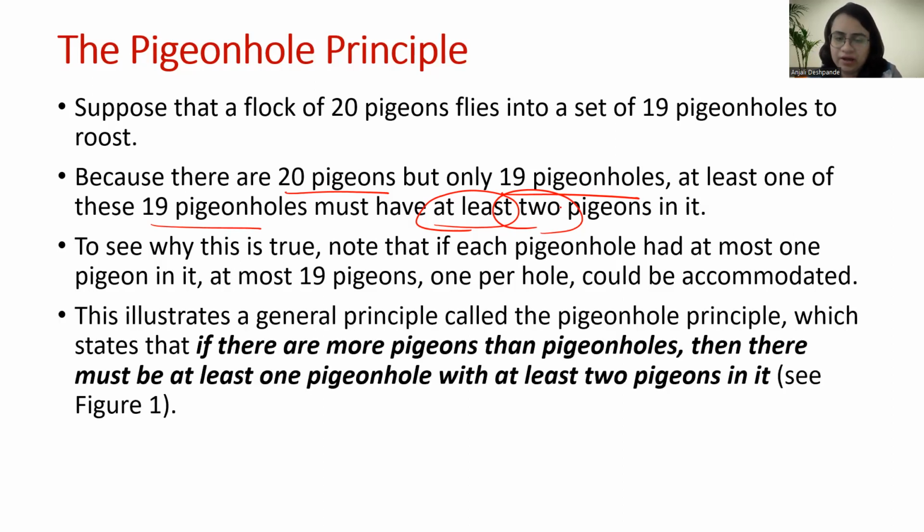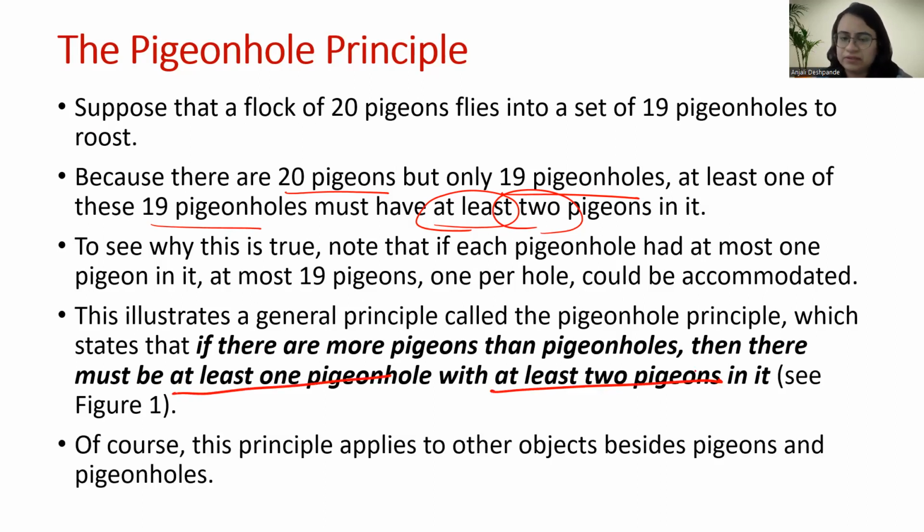So here, this illustrates a general principle. What is that? If there are more pigeons than pigeonholes, then there must be at least one pigeonhole with at least two pigeons in it. So this is the pigeonhole principle.